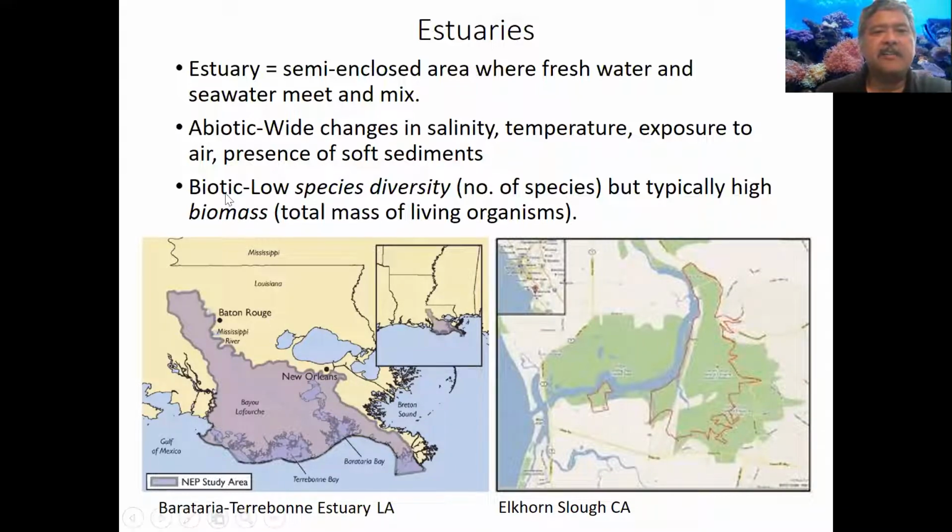Some biotic characteristics, some characteristics of living things, is that there's a low species diversity. That means that there's a smaller number of different species than we would see in, say, something like the coral reef or the tropical rainforest. But these are very productive regions. It says here they're typically high in biomass. And remember, biomass is the total mass of the living organisms. So there's a lot of living things there. If not a lot of different living things, there's a lot of individual living things of those fewer species.